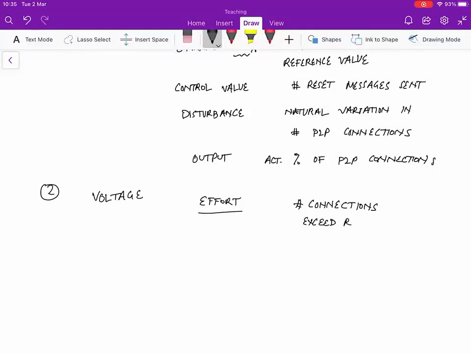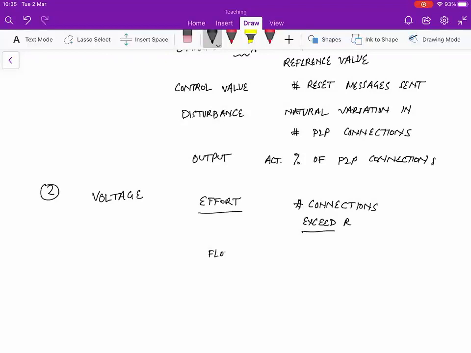So the more excess we have, let's say the total number of connections that can safely be carried is 100, and let's say R is 20. If you have 30, you have an excess of 10. If you have 40, you have an excess of 20, and so on. The more the excess, the more effort you need to make in order to get the system back to normal.